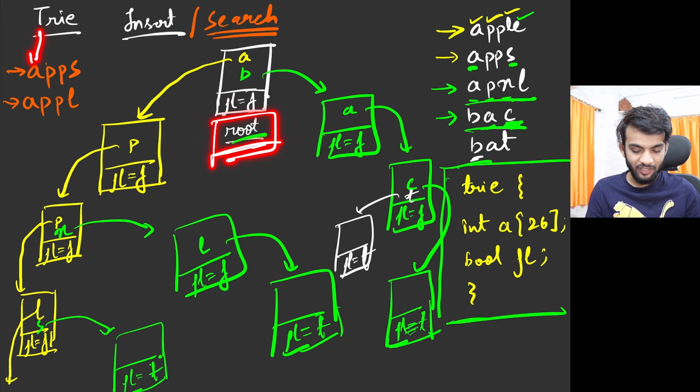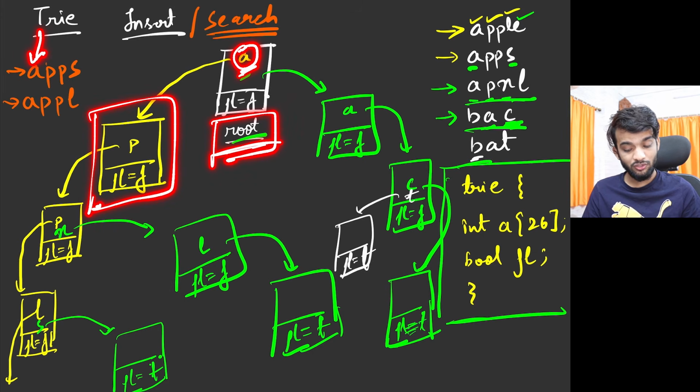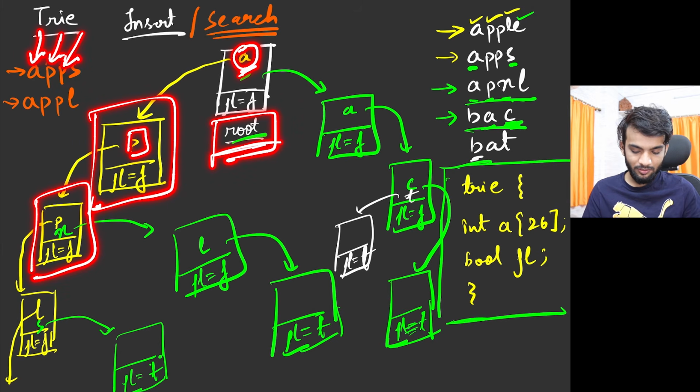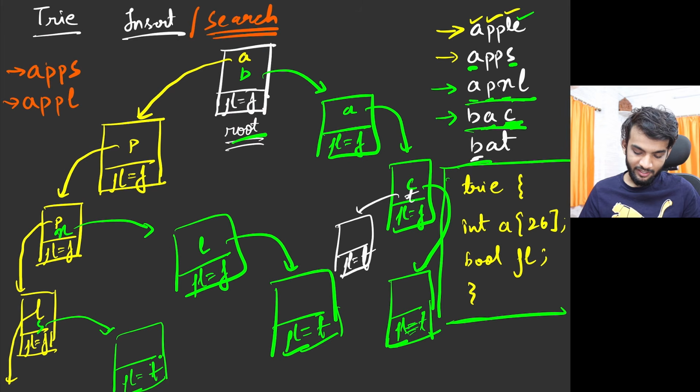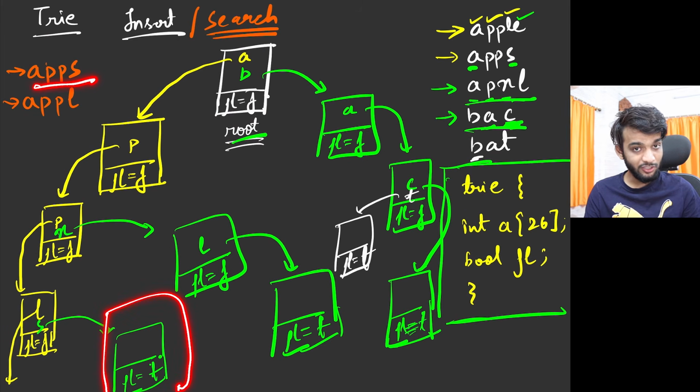You look for the first variable A. Does there exist an A? So the reference variable is here. Yes, there exists. Does there exist a P? The reference variable is here. Does there exist another P? Yes, the reference variable is here. Does there exist another S? Yes, the reference variable is here. Right? So at the end you are standing here. Is it over? Yes, it is over.